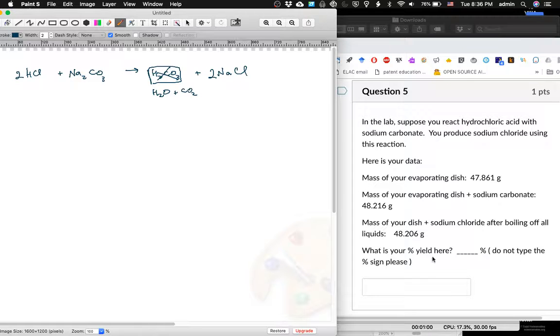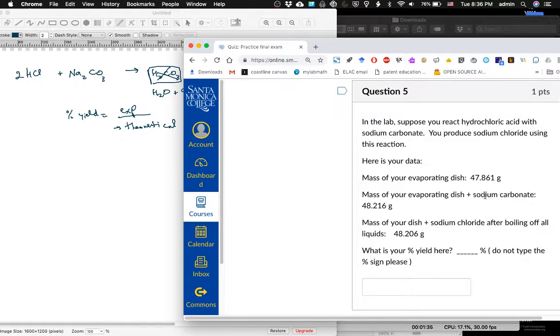I want percent yield. If you want percent yield, it is your experimental yield divided by your theoretical yield. So let's find the theoretical yield first, shall we? It looks like we have an amount of sodium carbonate here, but the amount of hydrochloric acid is not specified.